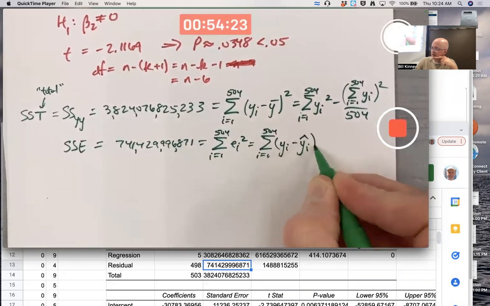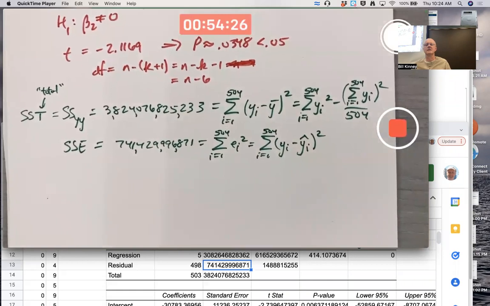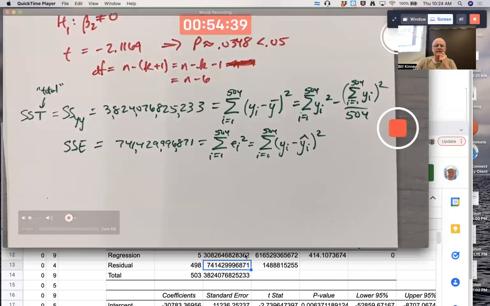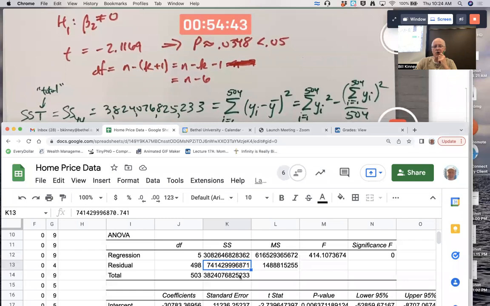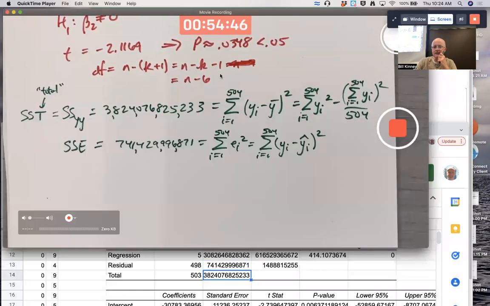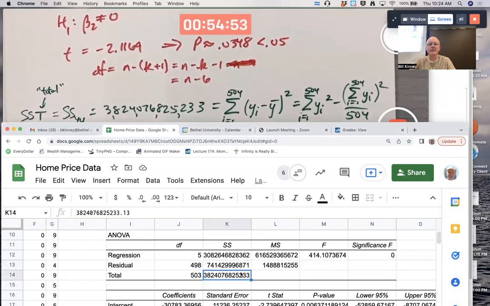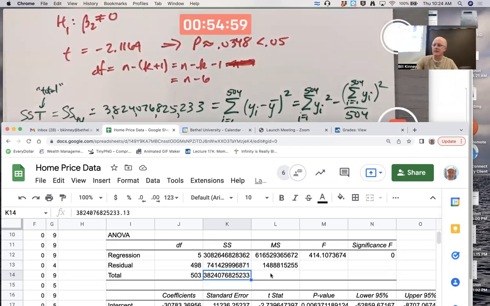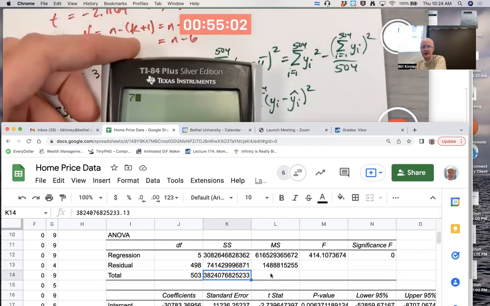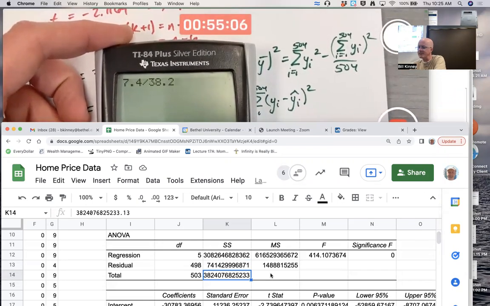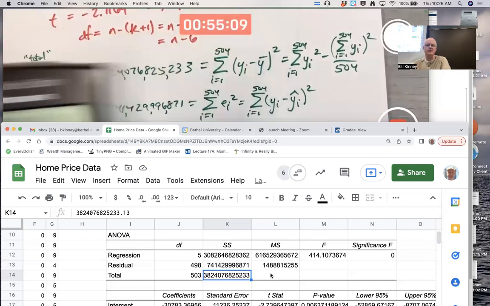Those things are affected by the regression line. All these numbers are large, but the residual is relatively small compared to the total SSYY. What is that fraction? What's this number divided by that number? It would be approximately the same as 7.4 divided by 38.2. 7.4 divided by 38.2, close to 0.2.